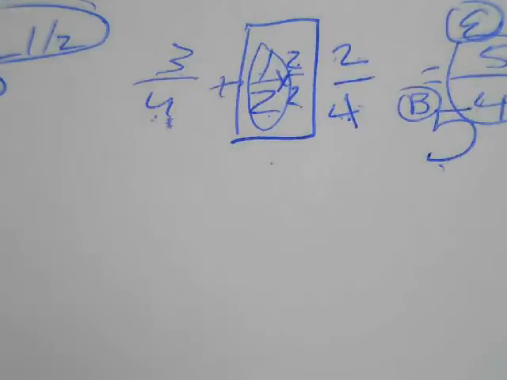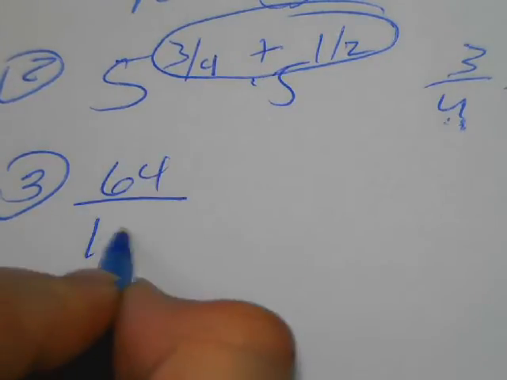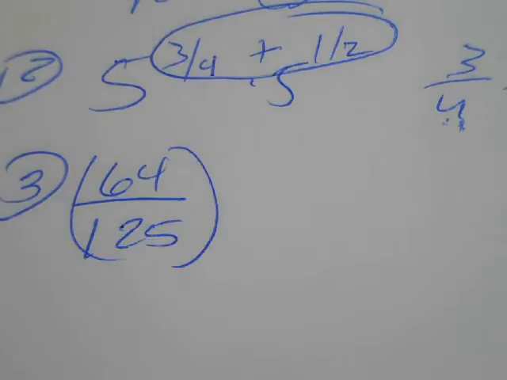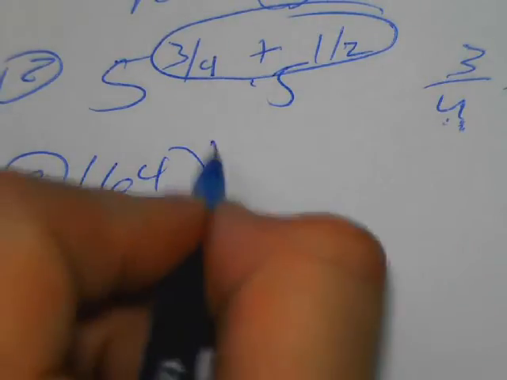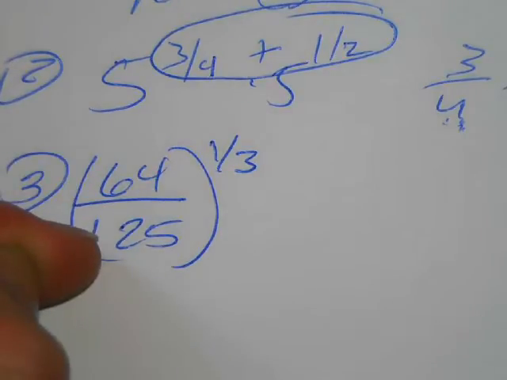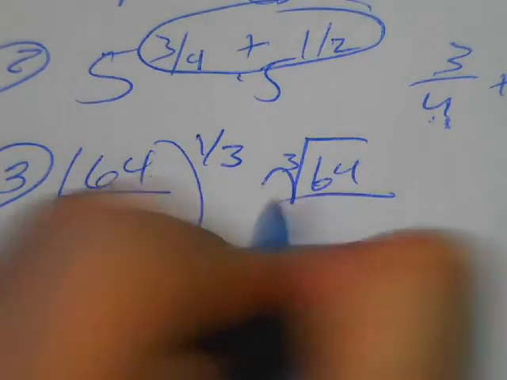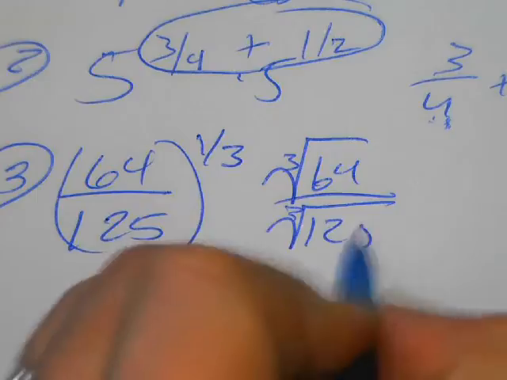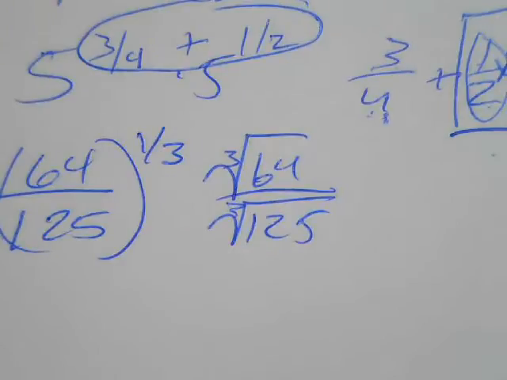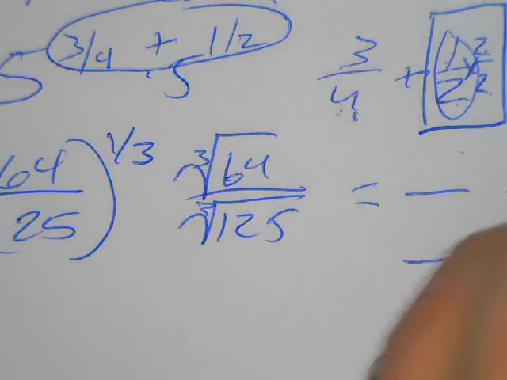Right. On number 3, that's a totally different type of problem because you have 2 different bases. You've got 64 and 125. The only thing that they have in common is that they're being raised to the 1/3 power. So what you can do is split your numerator and denominator, and this strategy will let you take the cube root of 64 and the cube root of 125.